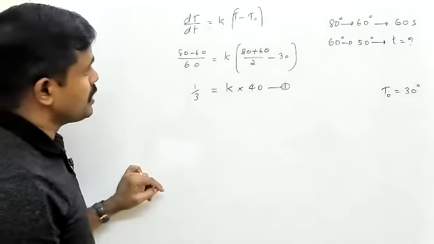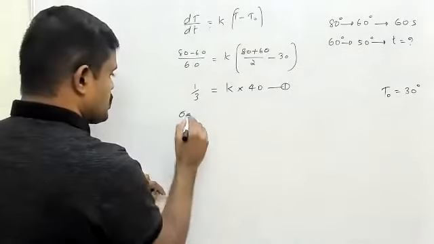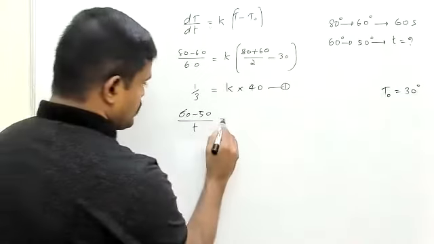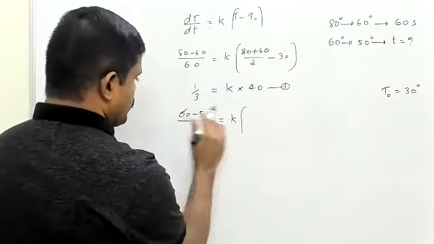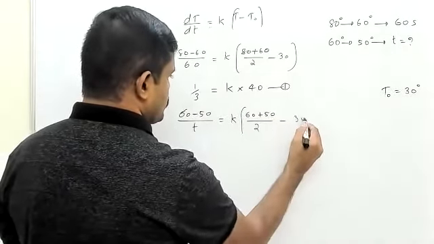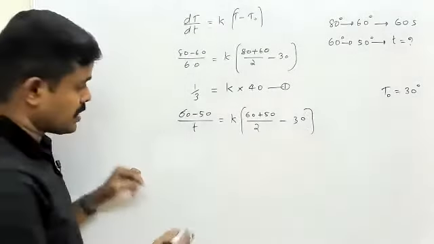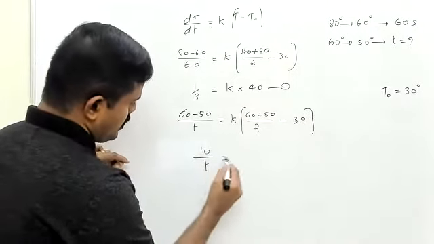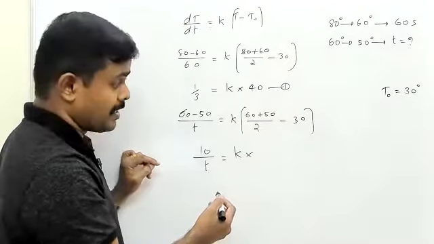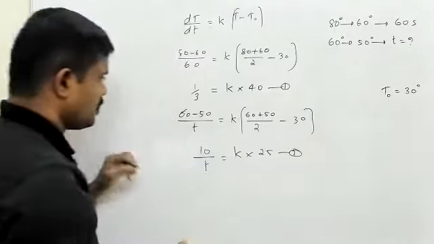Now the second one: dT by dt, where the temperatures are 60 and 50. So 60 minus 50 divided by the time needed, which is to be calculated, is equal to K into the average, 60 plus 50 divided by 2, minus the ambient temperature 30. So 60 minus 50 is 10 divided by t is equal to K into 110 by 2, which is 55, and 55 minus 30 is 25. This is equation number 2. Then divide these two.